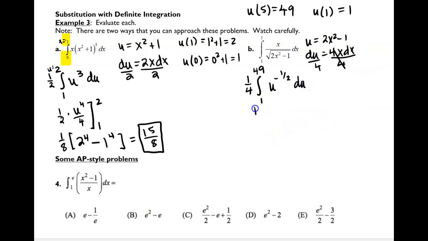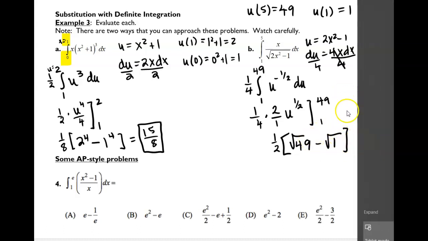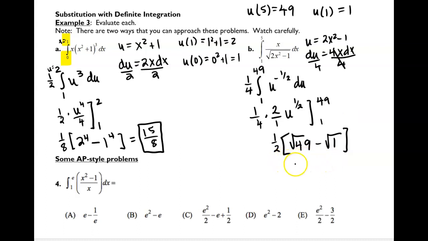Okay, let's take our antiderivative, 1/4 times u, my new exponent is positive 1/2, so I multiply by the reciprocal, 2 over 1. I'm evaluating from 1 to 49. And so that means this coefficient in the front simplifies to 1/2. U to the 1/2, remember, is square root, so square root of 49 minus square root of 1. You could leave your answer right at this step, but it shouldn't be hard for us to calculate that. That's 1/2 of 7 minus 1, which is 3.